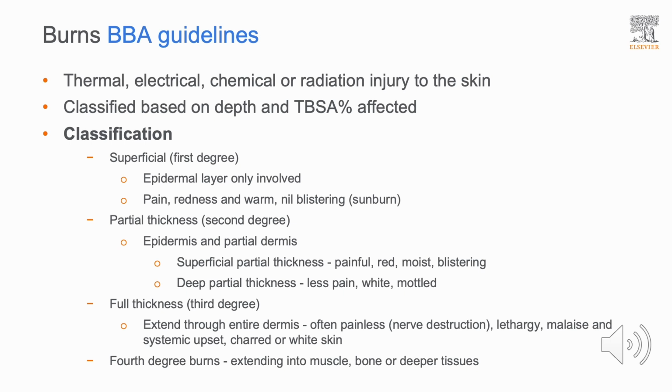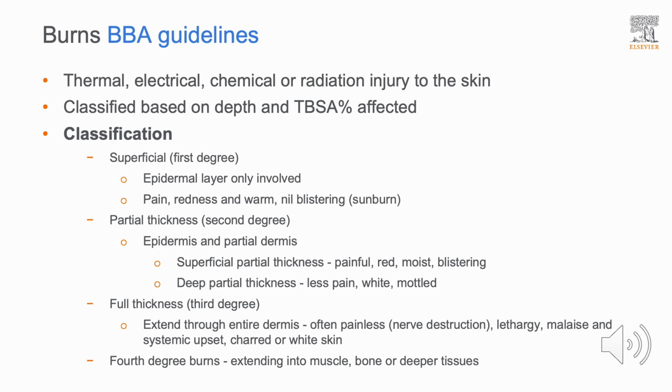Burns describe a thermal, electrical, chemical or radiation injury to the skin. They are classified based on the depth of burn and the total body surface area affected. Classification includes superficial or first-degree burns, where the epidermal layer only is involved. Symptoms include pain, redness and warmth, but there is no blistering, and this is common with things like sunburn.